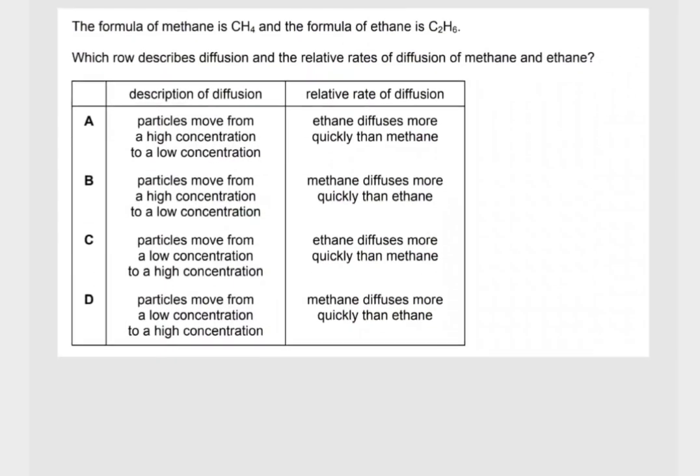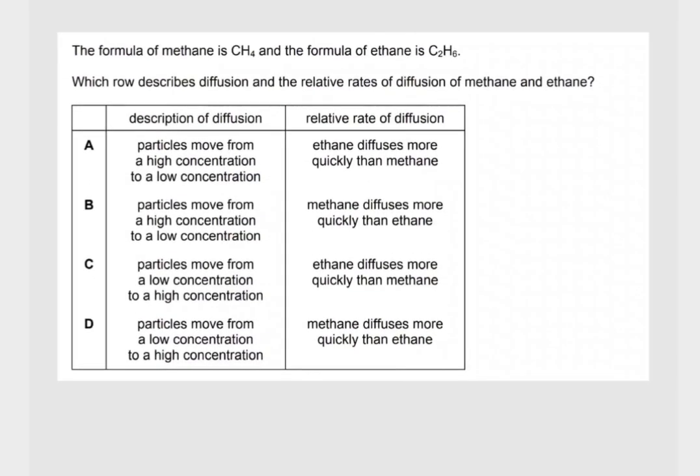The formula of methane is CH4, which has a mass of 16, and the formula of ethane is C2H6, which has a mass of 30. Which row describes diffusion and the relative rates of diffusion of methane and ethane? So let's look at this one first. Ethane diffuses more quickly. No, it cannot. It has a higher mass. Methane diffuses more quickly. Yes.